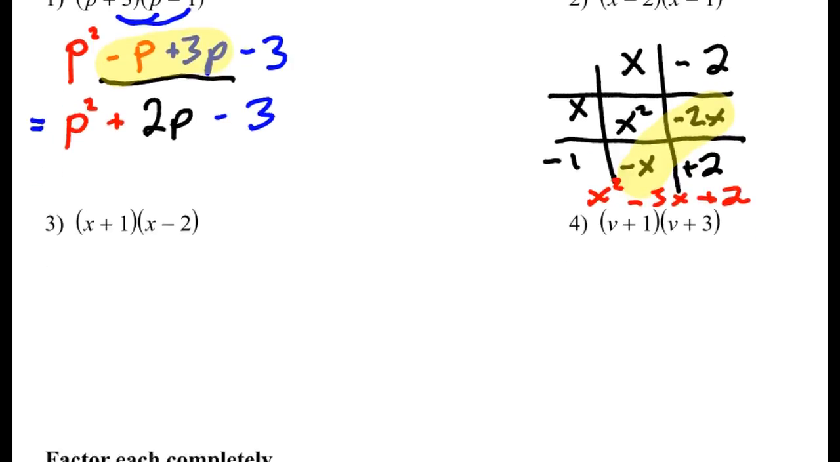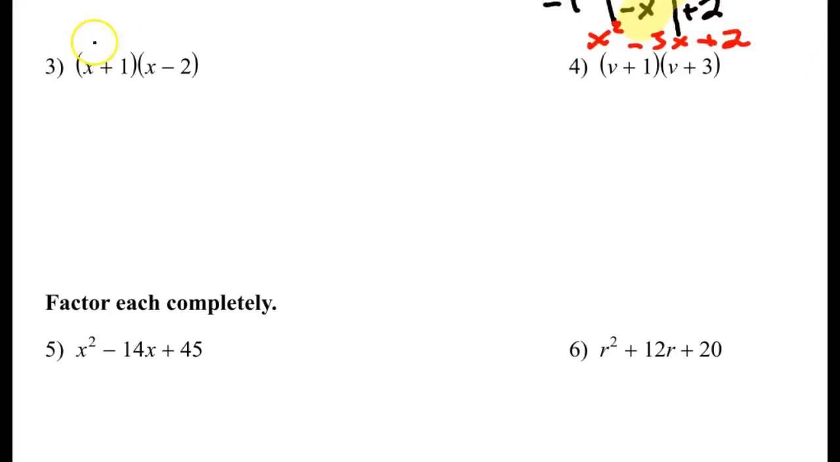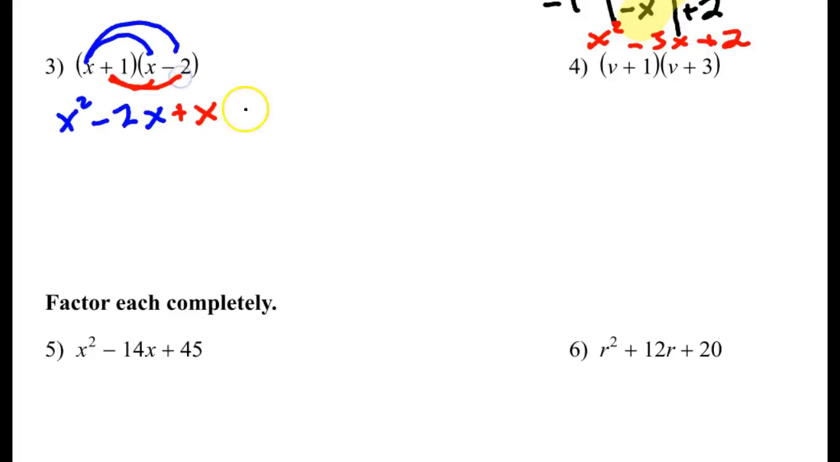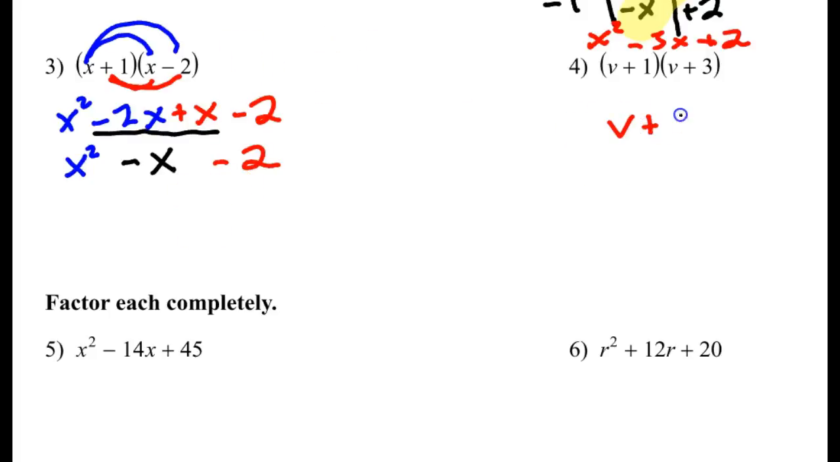So for number 3, we should have x times x, x times negative 2, right? And then we have x times 1, and 1 times negative 2. And then we can combine the two middle terms, negative x and positive 1, still negative x. And we'll keep the x squared the same, keep the minus 2 the same. Right. Likewise, we could also just use the box and multiply these out.